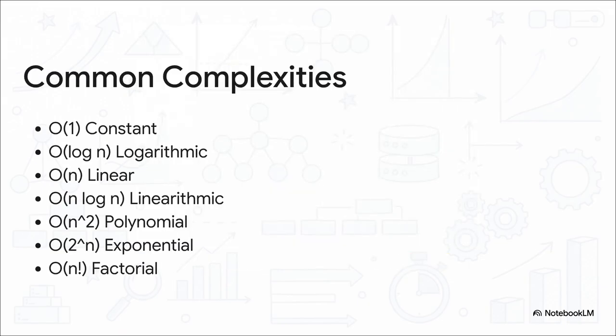Here we can see the formal hierarchy of dominance, going all the way from O(1), constant time, down to the dreaded O(n!), factorial time. This perfectly illustrates how quickly algorithms can become completely intractable. Let's zero in on O(2^n), exponential time. That's where the runtime literally doubles with each single addition to the input.